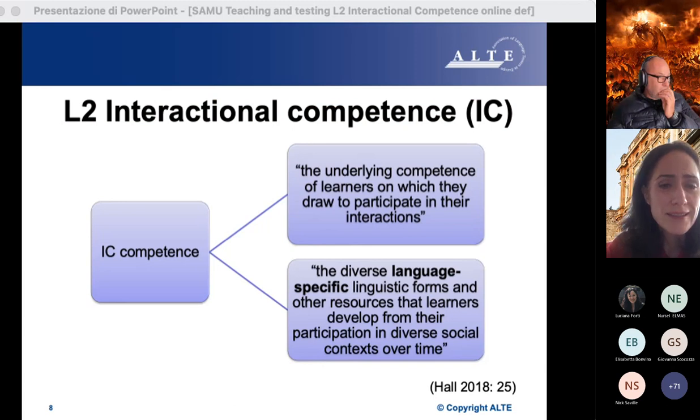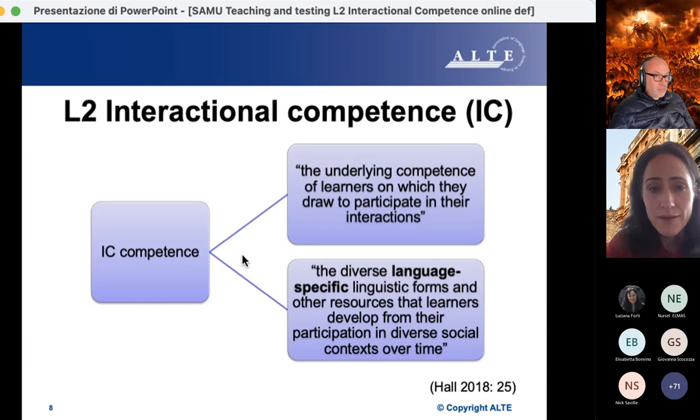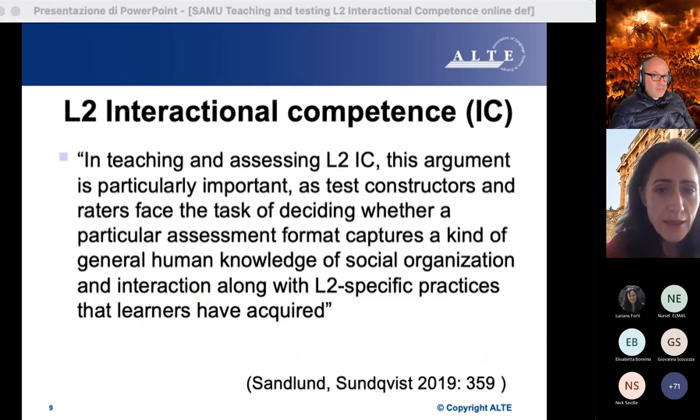Furthermore, Hall notes that the term interactional competence is frequently used to refer to two rather different things, namely the underlying competence of learners on which they draw to participate in their interactions, as well as the diverse language-specific linguistic forms and other resources that learners develop from their participation in diverse social contexts over time. As Sundqvist and colleagues remark, in teaching and assessing second language interactional competence, this argument is particularly important as test constructors and raters face the task of deciding whether a particular assessment format captures a kind of general human knowledge of social organization and interaction, along with L2 specific practices that learners have acquired.